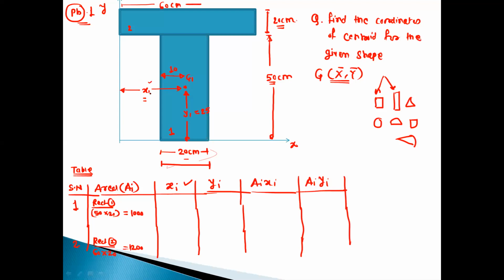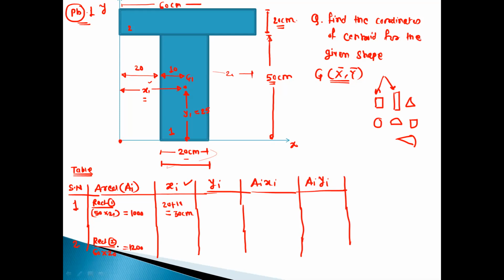Okay, but we want the coordinate with respect to the origin, or with respect to the standard Y axis. So this is 10 centimeter. We have to add some distance. So we have to add this distance. Okay. So how to find out this distance? Observe this length. This is 60 centimeter. So from 60 centimeter, subtract this 20. So remaining will be 40. So 40, we will get 20 on this side and 20 on this side. So X1 is equal to 20 plus 10. So you can write here X1 is equal to 20 plus 10. So that is equal to 30 centimeter.